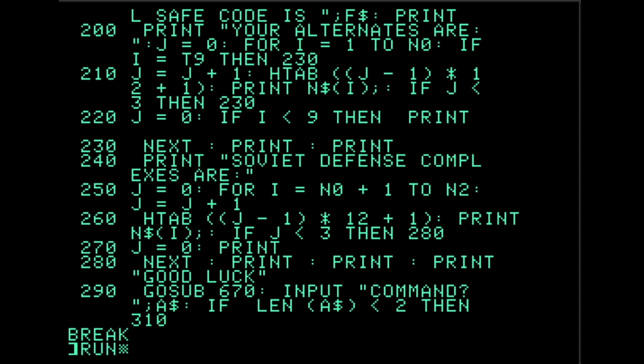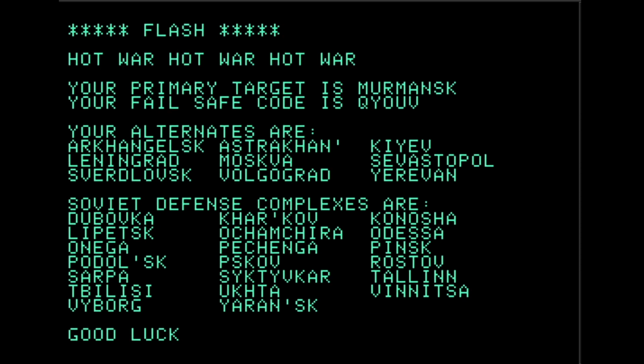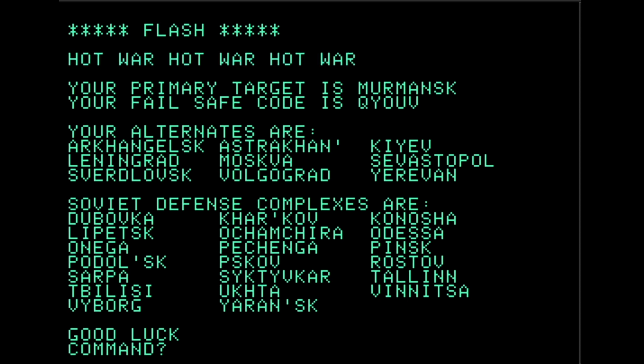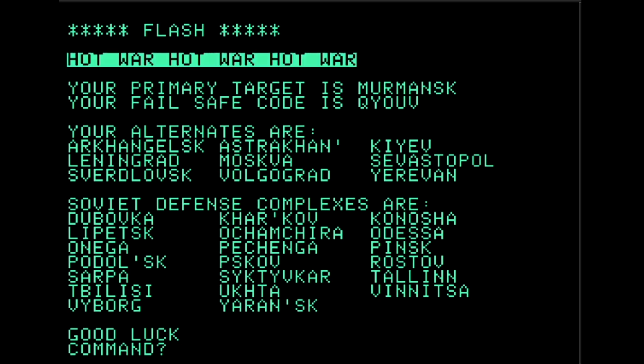So let's actually just jump right in here. Hot war, hot war, hot war. So there's a detail here that is worth mentioning. And that detail is that this failsafe code is actually super important. And if you don't write down the failsafe code, or if you have a better memory than I do, you cannot win the game because you need it to arm your nuke. Now, you can arm your nuke right away and then it'll be armed, but that causes all of the defense network stations to target you more aggressively.